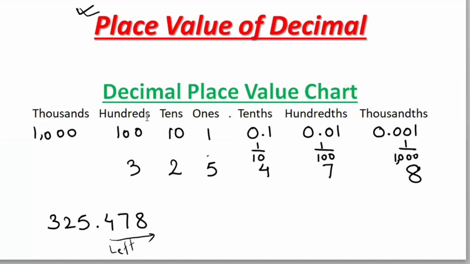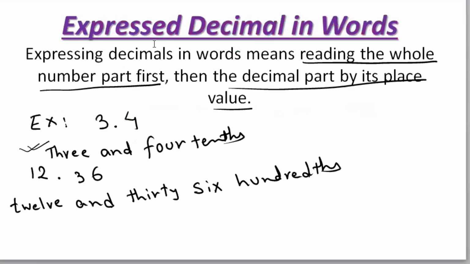Then once we learn the place value chart, we understand how to find the place value of a decimal, in which place a digit is. Here 4 is in the tenths place, so the place value of 4 will be tenths. The place value of 7 will be hundredths, and the place value of 8 will be thousandths. Then we learned how to express a decimal in word form, or you can say how to write a decimal in word form.